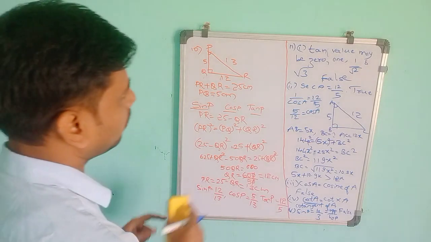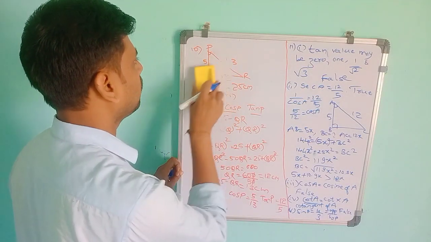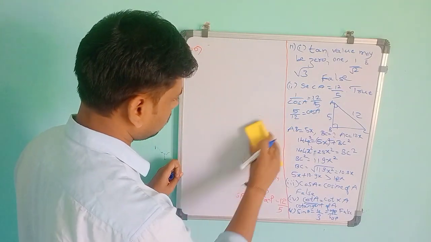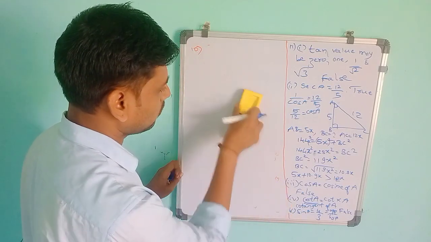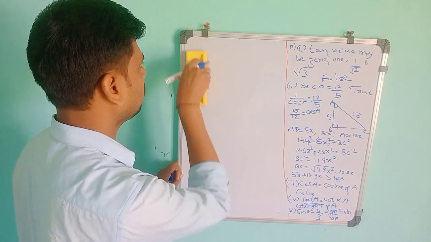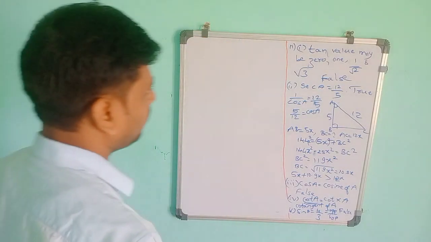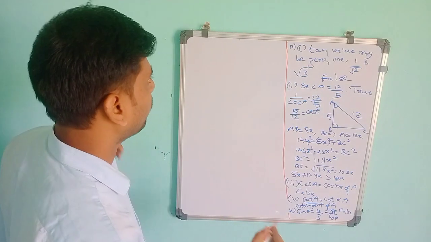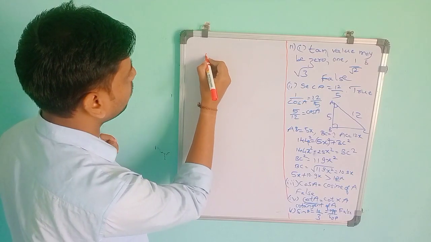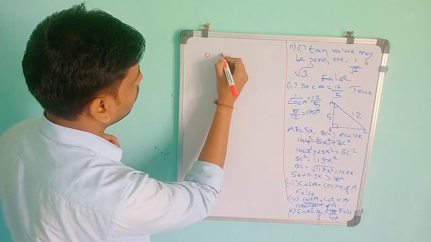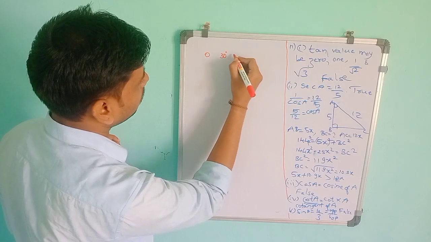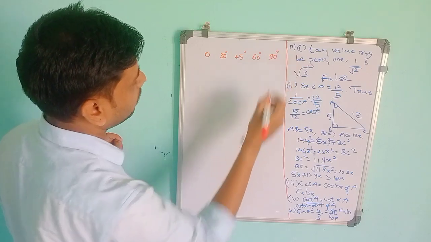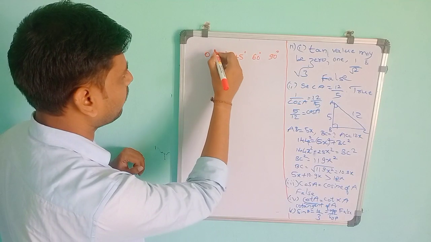Okay, next topic. The next topic is based on the trigonometric ratios of some specific angles. There are 5 angles: 0, 30 degree, 45 degree, 60 degree and 90 degree. For these angles there are some values of the trigonometric ratios. I will write them one by one.